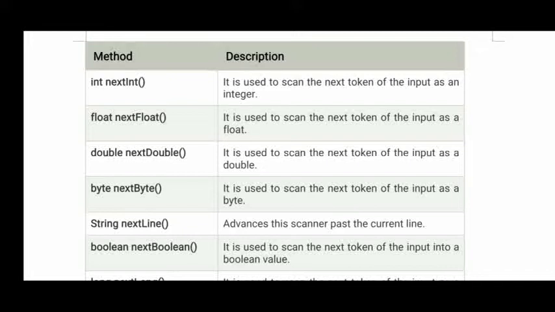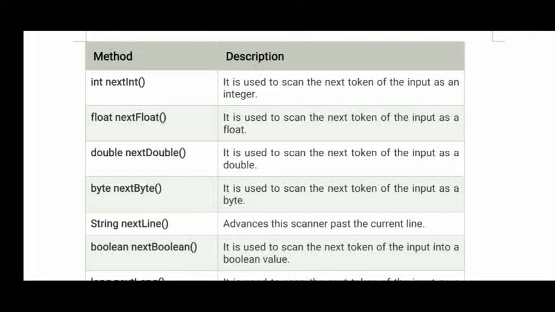nextInt is a method. In nextInt, n is lowercase and I is uppercase. It is used to scan the next token of the input as an integer. So whatever value you are giving at runtime using this method, that is an integer.